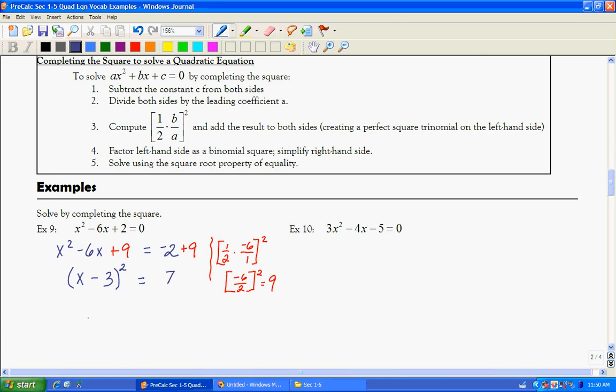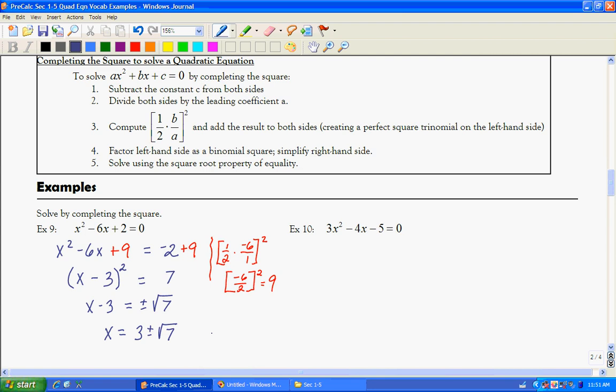And then we can apply the square root property. So we're going to square root both sides, and we have x minus 3 is equal to plus or minus the square root of 7. Add 3 to both sides, and our answer is x is equal to 3 plus or minus the square root of 7. And you'll see that that's two solutions. If you're asked for the decimal equivalent, you can type that in. 3 plus the square root of 7, get your answer. 3 minus the square root of 7, get your answer.